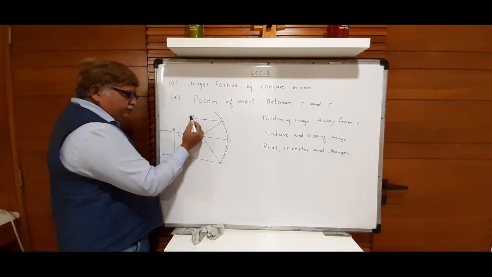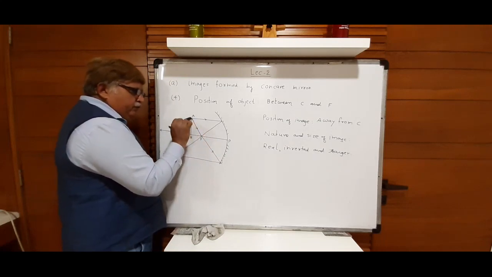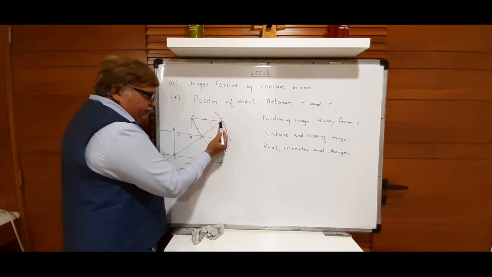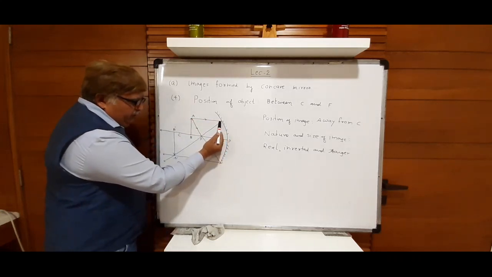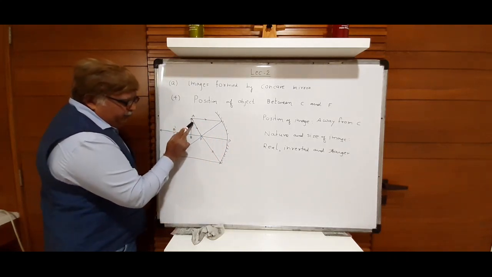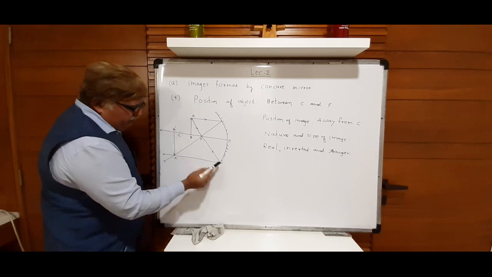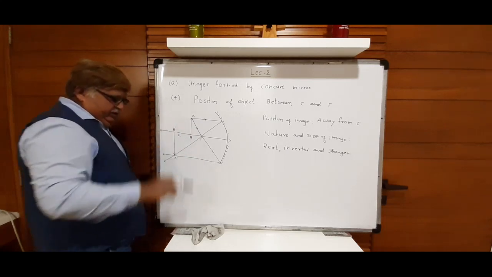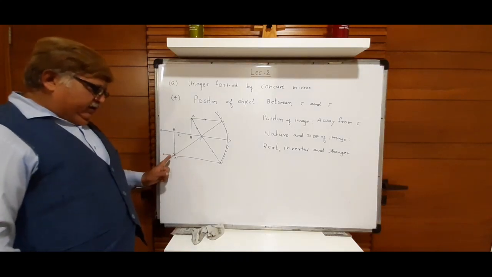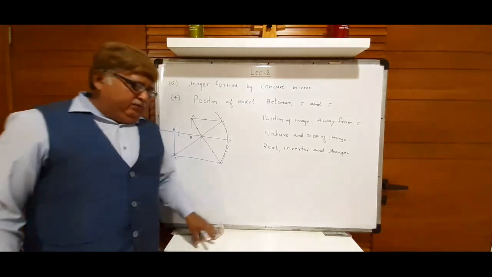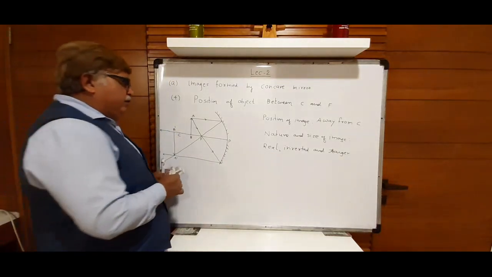AB object. Draw with me. First ray parallel to principal axis. After reflection will pass through focus. Second ray passing through focus. After reflection from mirror become parallel. Both the rays are intersecting here. So A dash, B dash is the image. Real, inverted, and larger. Okay.